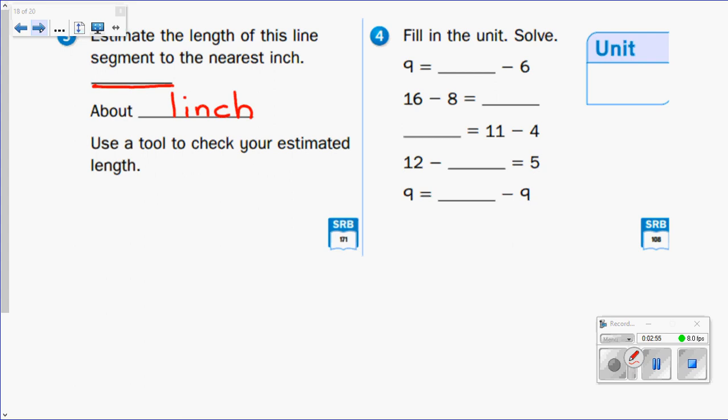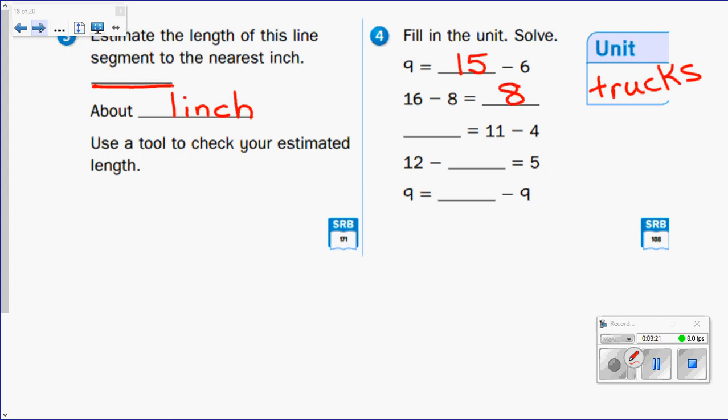All right, number 4, you're to fill in the unit and then solve. So let's fill in the unit. Let's go with trucks. And 9 is equal to, or 9 is the same as, what number minus 6? So I look at that and it's 15 minus 6, and I can check it and see. The second one is 16 minus 8.